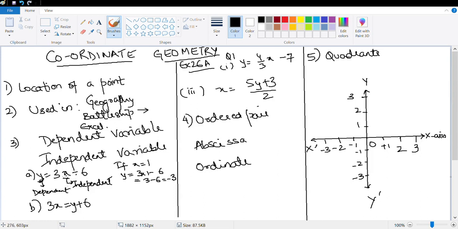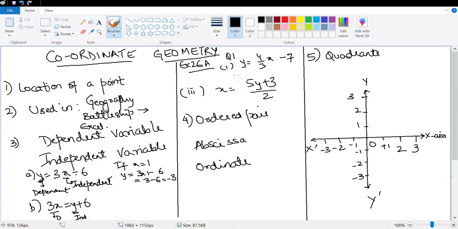Now, if I write the same equation as 3x is equal to y plus 6, then the dependent and the independent changes. This now becomes the dependent variable and this is my independent variable because this is irrespective of the value of x. Let's solve one question from exercise 26a.